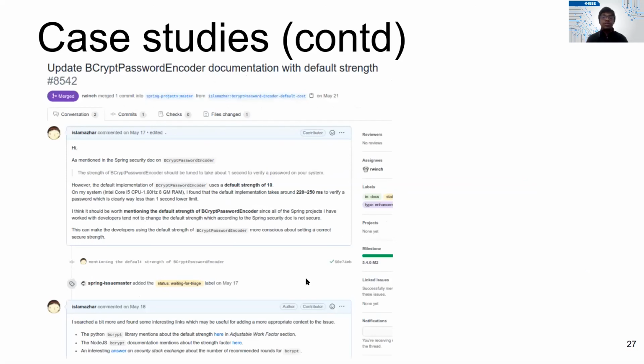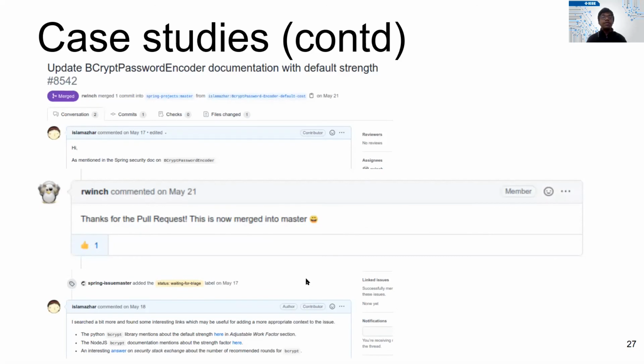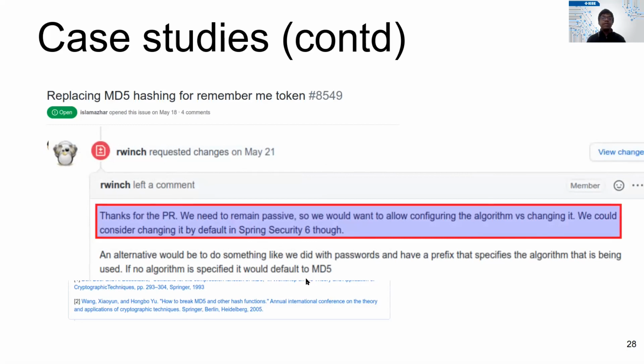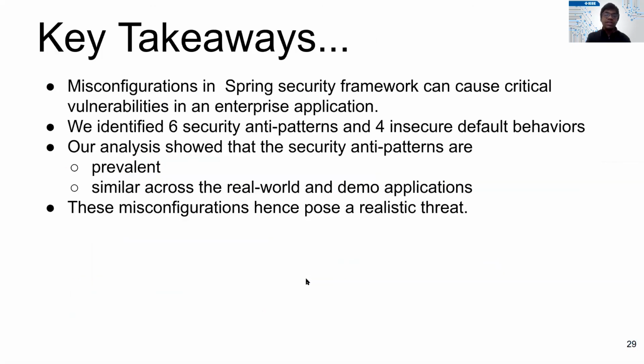We also communicated with the Spring Security developers and let them know about the findings we have found. One of the pull requests we have created was accepted and is now merged into the master branch of Spring Security. For another pull request, the Spring community and developers said that they need to be passive, and they will consider changing their code according to our recommendation in future Spring releases.